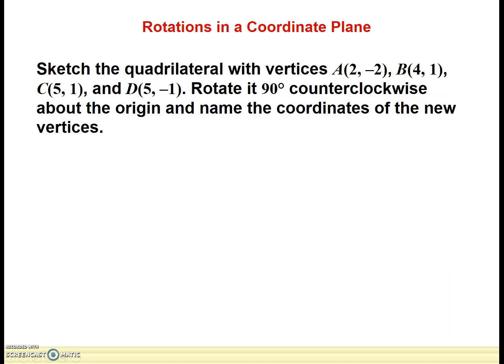So let's do an example. We're going to sketch the quadrilateral with the vertices A, B, C, and D. We're going to rotate it 90 degrees counterclockwise about the origin and name the new coordinates.